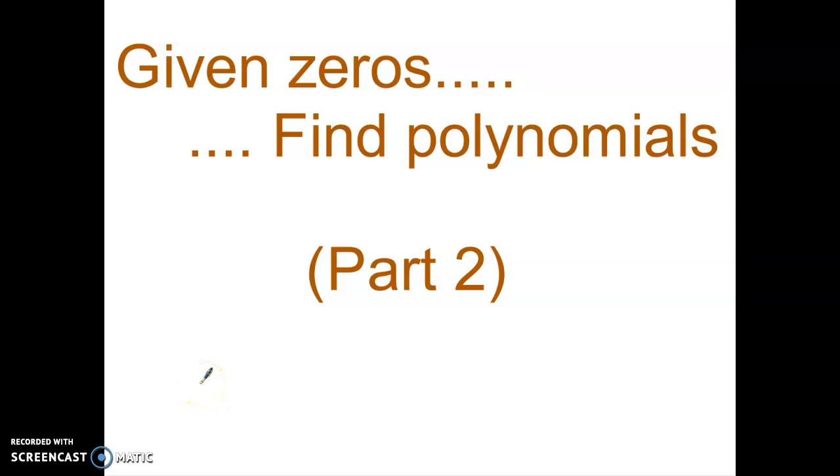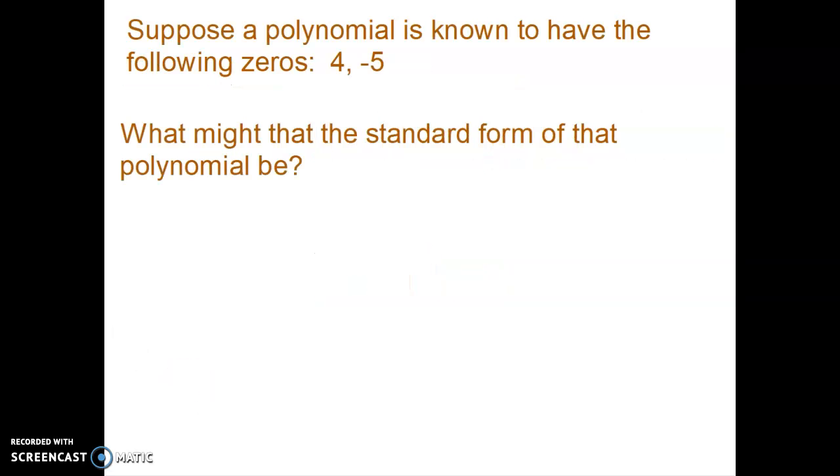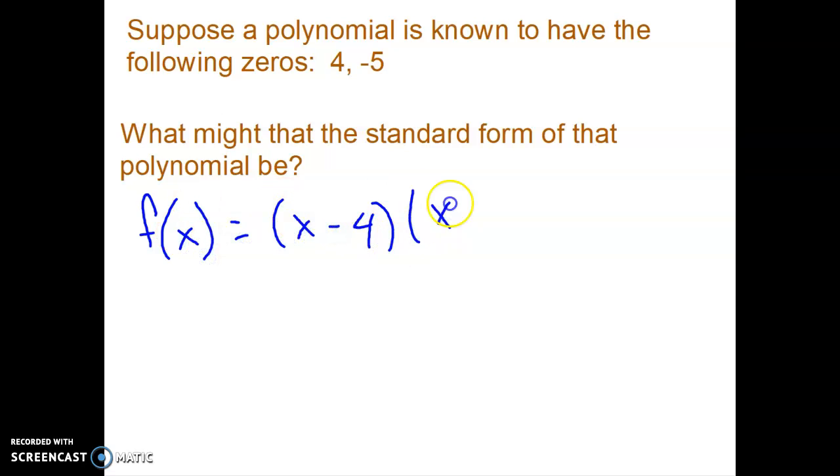In this video, we're going to continue our work on finding polynomials when we are given all the zeros. So in the last class, we worked on problems like this where we were given several zeros, each of which had a multiplicity of 1. So if you remember, to find the polynomial, we had to do the opposite of each of the zeros that was given to us. And then we multiplied whatever we had.